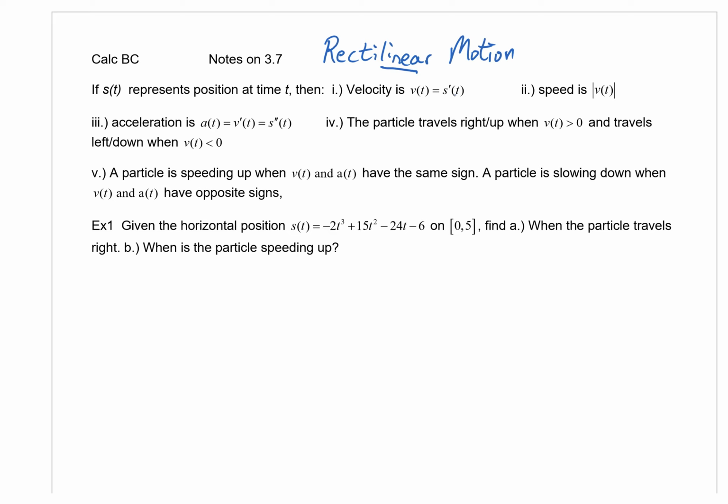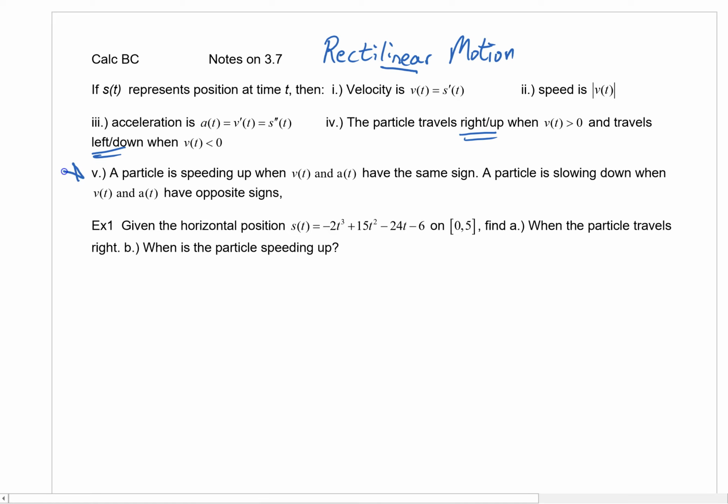And for number four, the particle travels to the right or up, if this is a vertical motion problem, but the particle will travel right or up if your velocity is positive. Likewise, your particle will travel left or down if velocity is negative. So, in other words, if you have a velocity of -3 feet per second, that's really your change in position. It's like saying that you're losing 3 feet per second, and that's always going to indicate in a horizontal component traveling to the left.